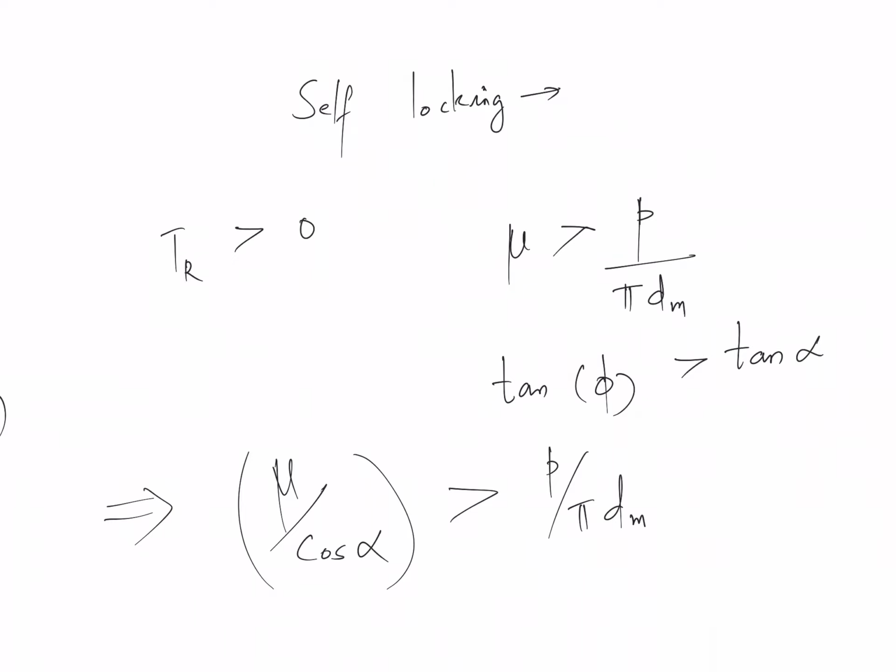So in a nutshell, using equations are fairly easy. We have two expressions for the torque required to raise as well as to lower the load. Then we discussed the concept of efficiency when we talk about power screws. Finally, we checked whether the screw is self-locking or not.